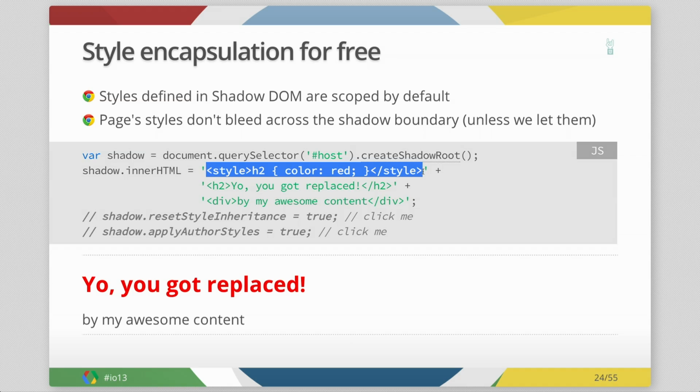But this is really cool because I have an H2 at the top of the slide deck, right? The slide title is an H2. And that's not being styled red because, again, style encapsulation inside of my shadow DOM, inside of my shadow root. Very cool. But we also have the ability to control this.